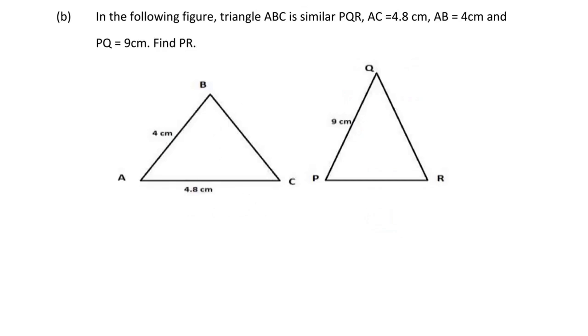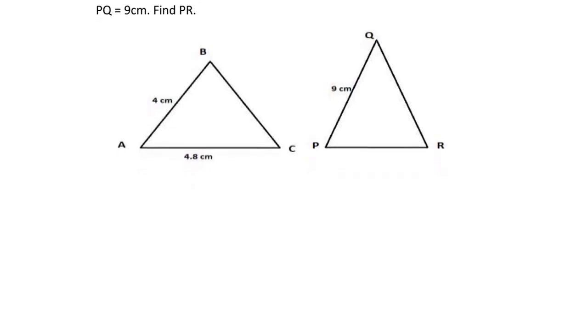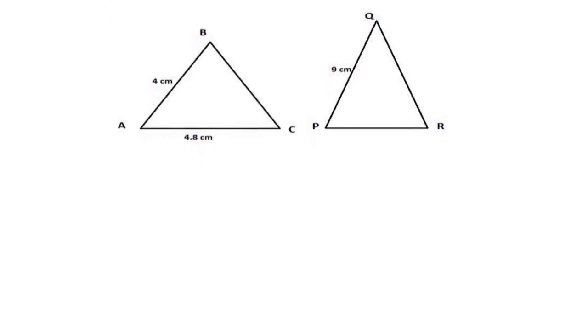For part B, in the following figure, triangle ABC is similar to PQR. AC equals 4.8 centimeters, AB equals 4 centimeters, and PQ equals 9 centimeters. Find PR. Okay, so for this one, since we have been told that these are similar triangles, then their corresponding sides must be proportional, meaning they must have a constant ratio. Then, using that concept, we can write AB over PQ must equal AC over PR.